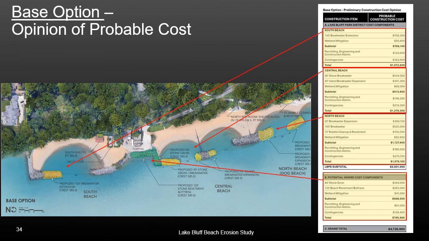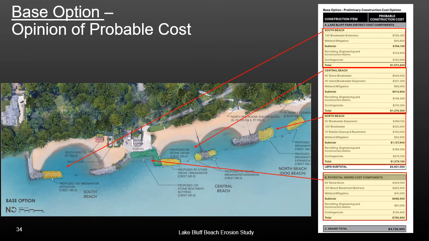This slide presents an opinion of probable cost to implement the base option. The cost is broken down for each of the beach cells and also further subdivided by the cost of construction, mitigation for lake bottom filling, which is required by the regulatory agencies, permits, engineering and construction administration costs, as well as contingencies that reflect the early stage nature of this estimate. So I'll go through each of the beach cells one by one and just list the overall cost for each.